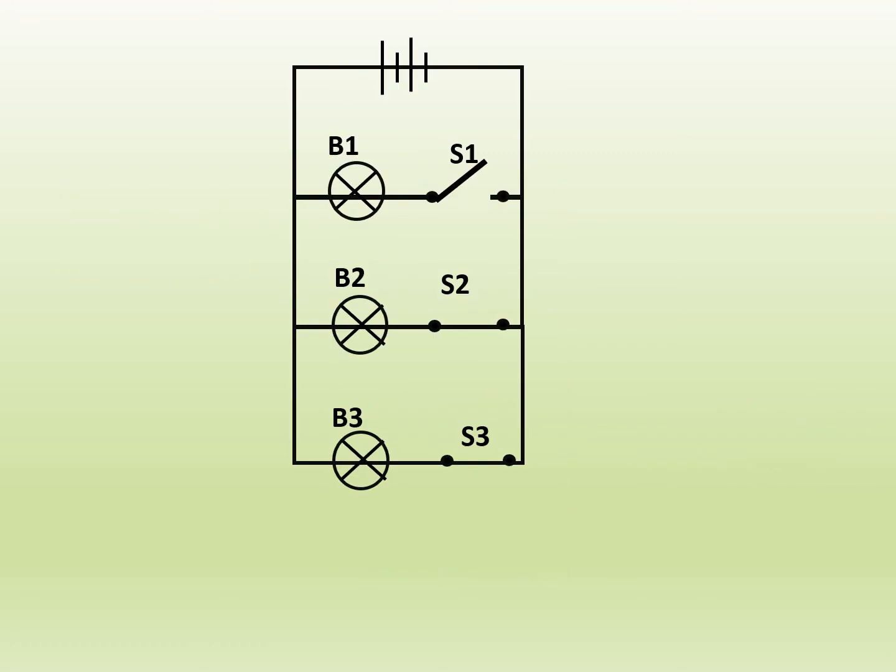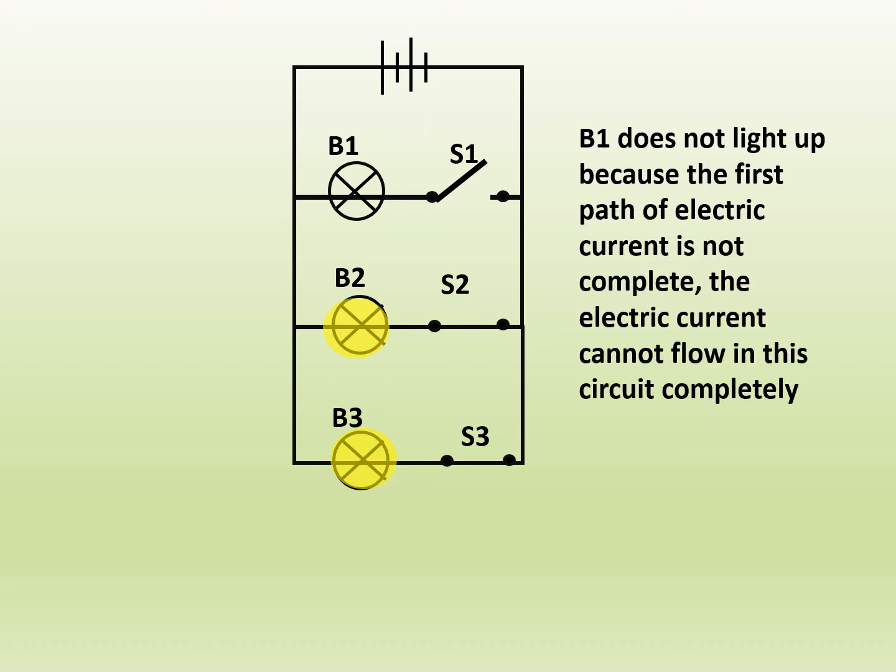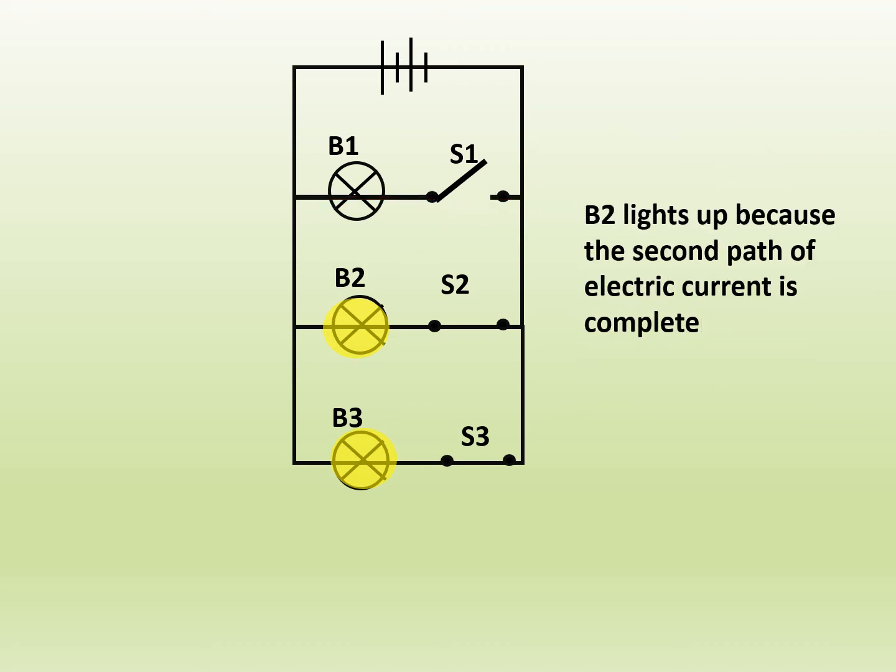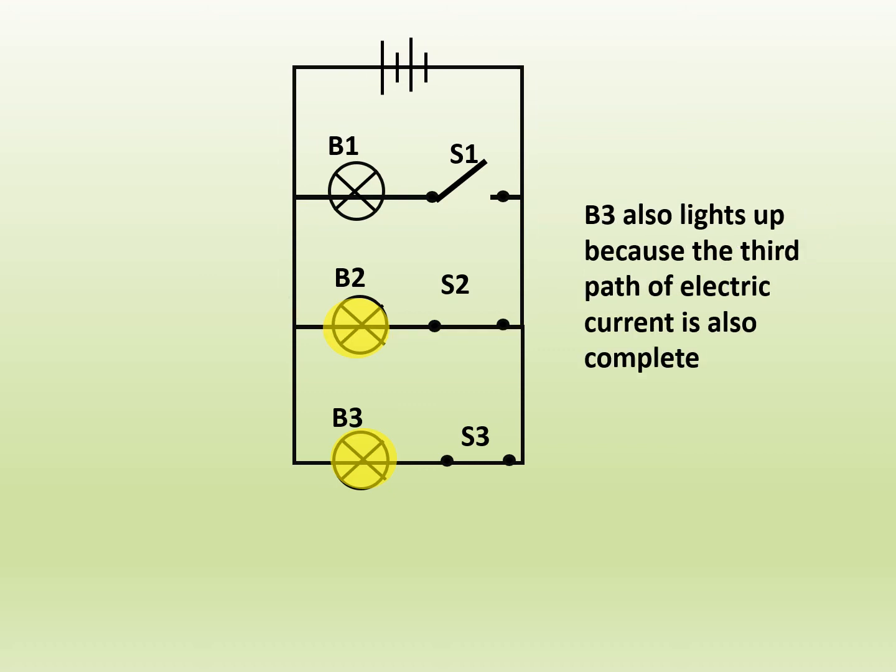Can you guess what will happen if we open switch 1? The answer is bulb 2 and bulb 3 will light up, but bulb 1 will not light up. This is because the first path of electric current is not complete. The electric current cannot flow in this circuit completely as it stops at switch 1 here. And bulb 2 lights up because the second path of electric current is complete. And also bulb 3.